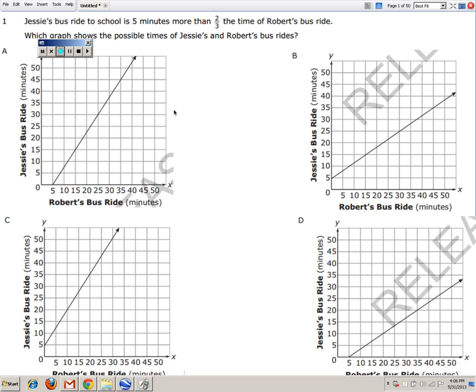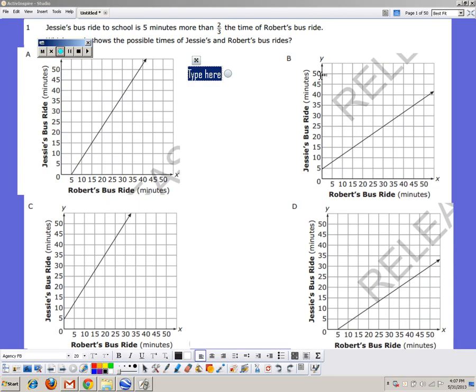a comparison between Jesse's bus ride to school and Robert's bus ride to school. It tells us Jesse's bus ride was 5 minutes more than 2/3 the time of Robert's bus ride. So our equation is y equals 2/3 x plus 5. As you can see, our slope is 2/3 and our y-intercept is 5.